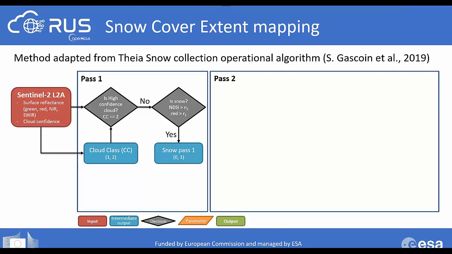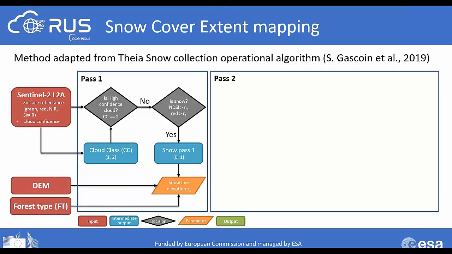Okay, so then from this we will get the first binary mask, which we call the snow pass 1, 0s and 1s. From this point we will determine the so-called snow line elevation. For this we need also a digital elevation model and forest type. So we will basically find the elevation, not the area, the elevation at which consistent snow cover starts. And to that area, we can apply less conservative thresholds for NDSI and the red band.